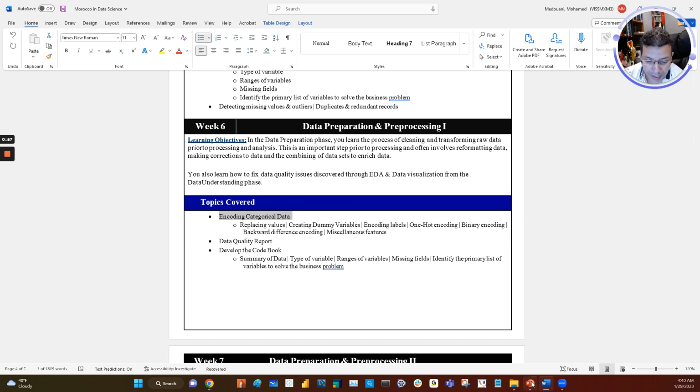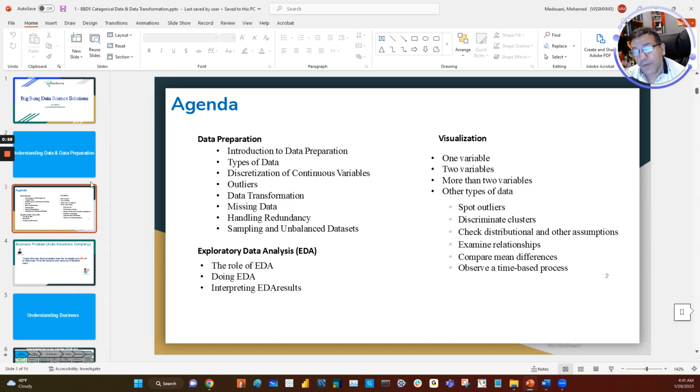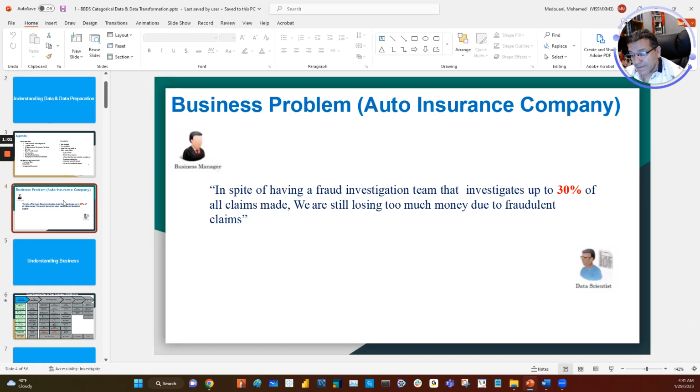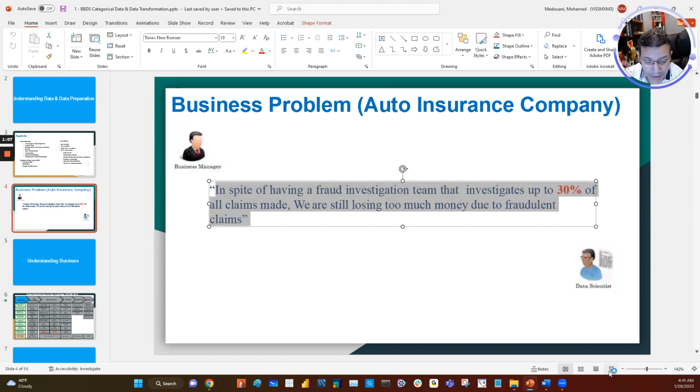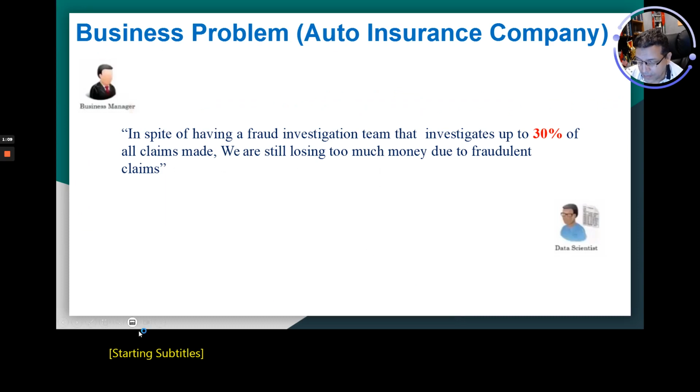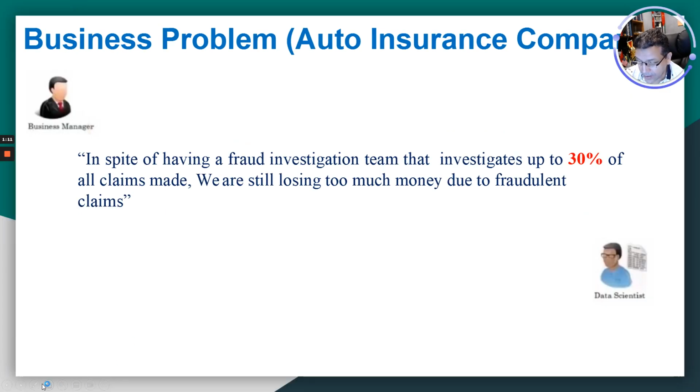In the previous sessions, we assumed that you are working for an auto insurance company, where we have a clear business problem. The problem is that we are working for an auto insurance company that is losing too much money. It's losing money because of fraudulent claims. So we are hired as data scientists to help fix this problem.